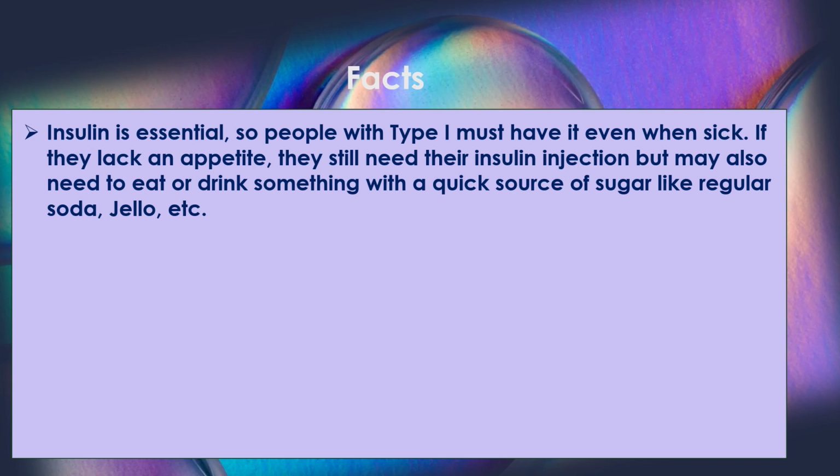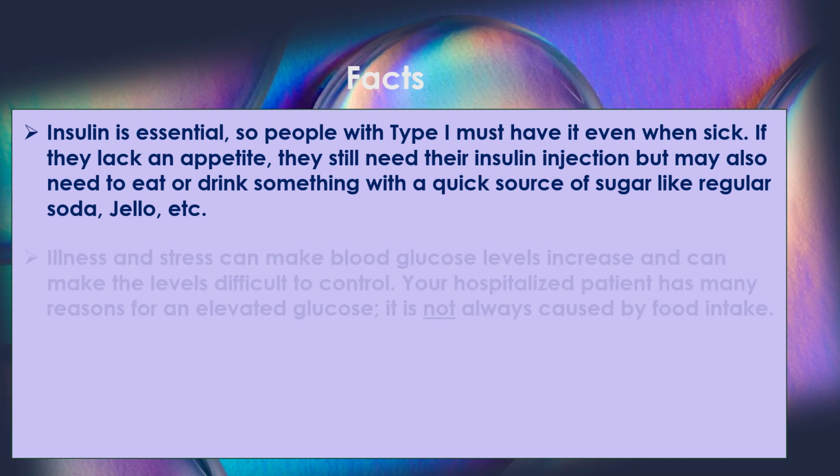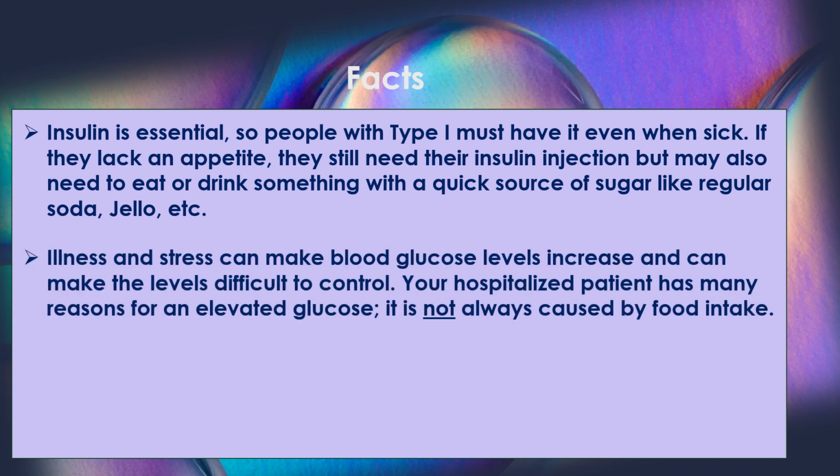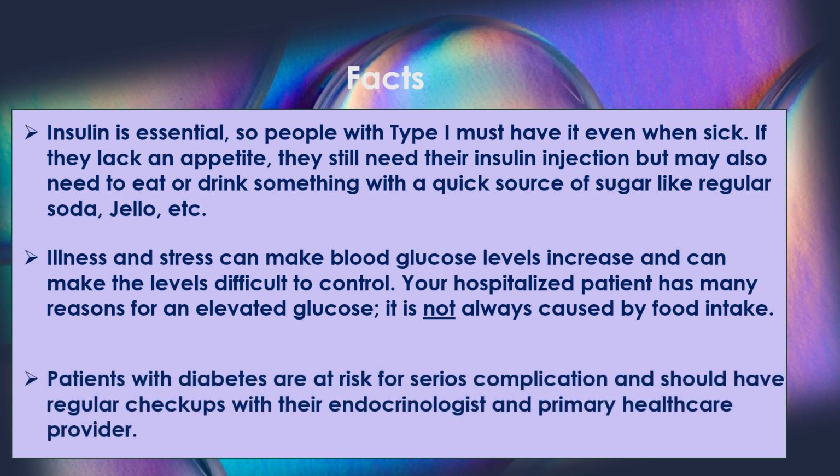Insulin is essential, so people with type 1 must have it even when they're sick. If they lack an appetite, they still need their insulin injection, but may also need to eat or drink something with a quick source of sugar like regular soda, Jello, etc. Illness and stress can make blood glucose levels increase and can make the levels difficult to control. Your hospitalized patient has many reasons for an elevated glucose. It's not always caused by food intake. Patients with diabetes are at risk for serious complications and should have regular checkups with their endocrinologist and primary healthcare provider.